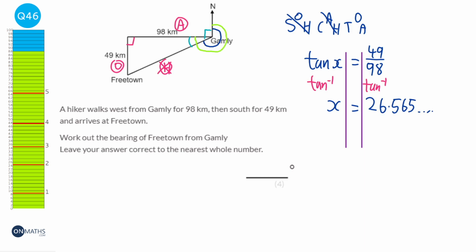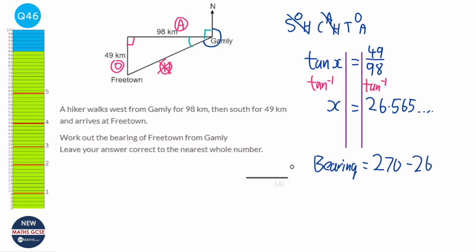Okay, so we know that the whole of the way around up until this point is 270 because we've got this 90 degree left. So what I'm going to do now is work out the bearing. So bearing, we're just going to do 270 take away the 26.565..., and that gives us 243.434... It says it wants it to the nearest whole number, so that's going to be 243.